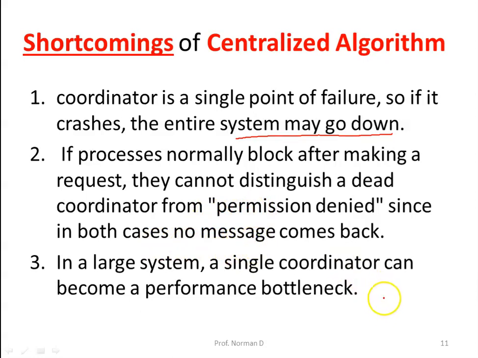We can see that when process 1 was using the critical section, process 2 had made a request to use the critical section. In this case, the coordinator did not give any response to the process. So now process 2 does not know whether permission has been denied or there is some other problem with the coordinator. And in large systems, a single coordinator can become a bottleneck.